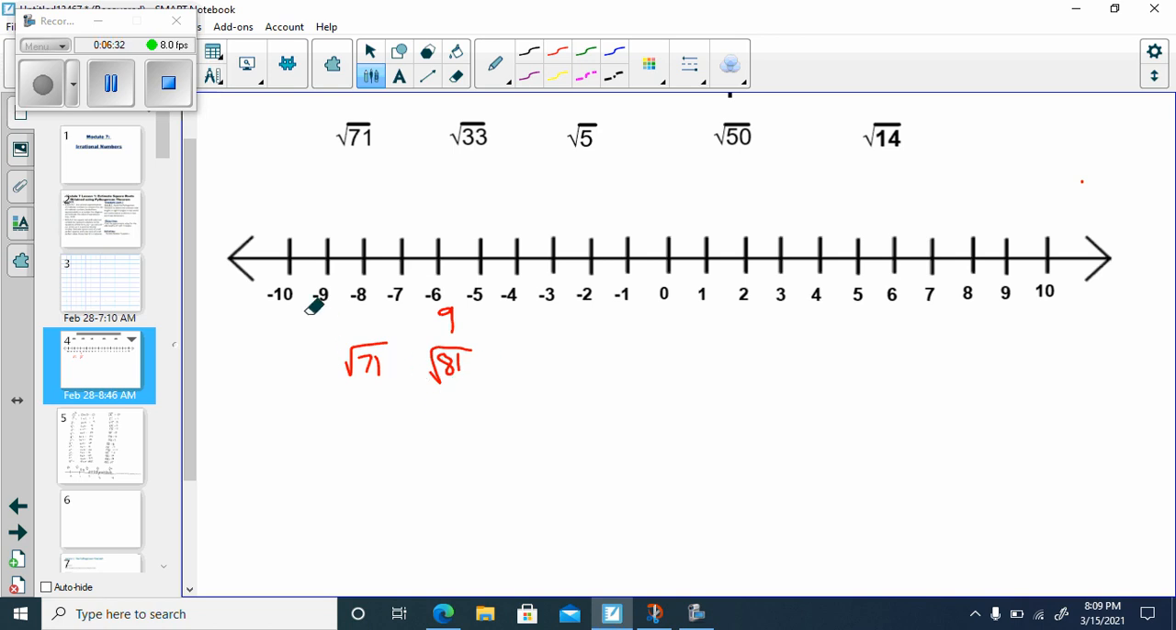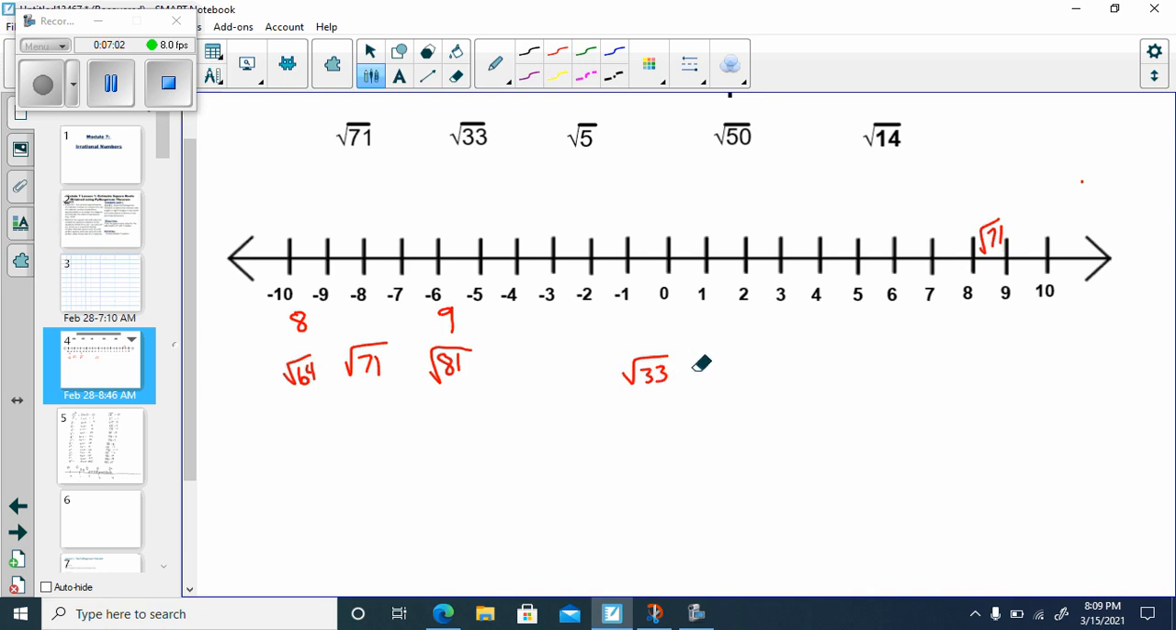Now obviously that means this is going to be 8 here. This is going to have to be the square root of 64. This is between those two, right? So it's between 8 and 9 on the number line. Between 8 and 9 on the number line is where the square root of 71 would go. It's going to be 8 point something. It's not 9 because you haven't gotten to 9 yet. It's 8 point something.